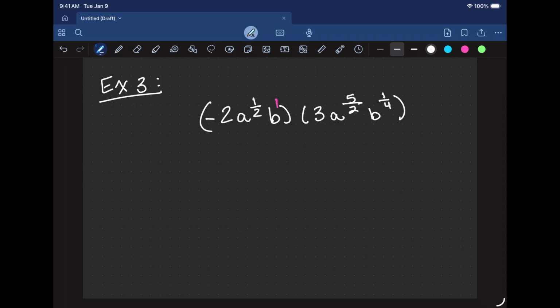Multiplying my coefficients, we have -2, we have +3. -2 times 3 is a -6. Then I'm going to write down my bases. We have an a and a b, so those are my 2 bases that I'm going to write. And now we're going to look at my exponents. For a, we have the power of 1/2, and we have 5/2. So I'm going to put 1/2 plus 5/2. For b, I see that we have a 1 and we have a 1/4.